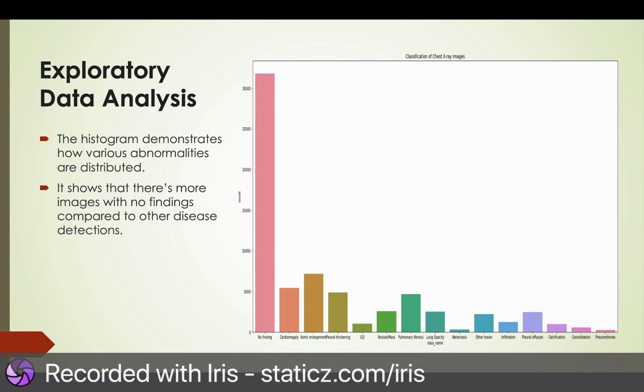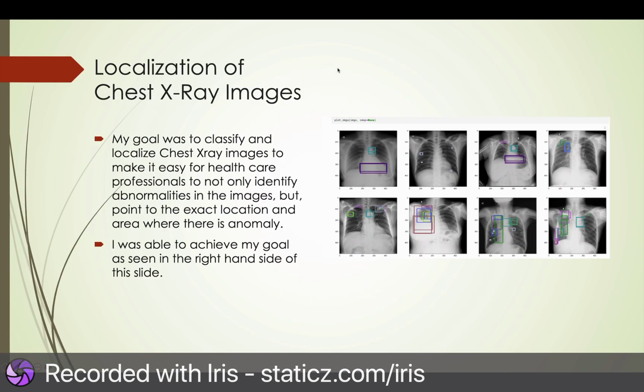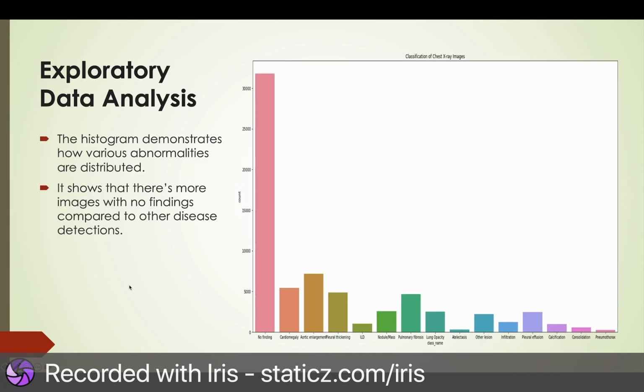of this profession. So this histogram demonstrates various abnormalities as classified. It shows some of the abnormalities identified in these images, and you see we have about 31,000 no findings. So this is the big chunk of the images which don't have any finding. Seemingly these are normal images without any abnormality.